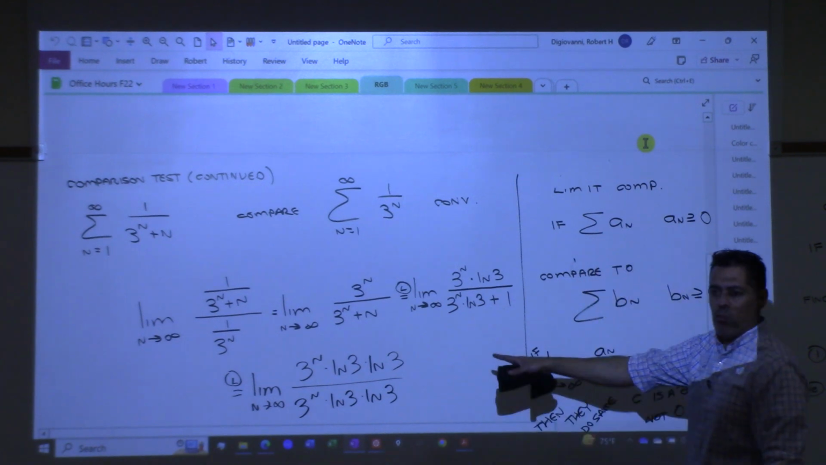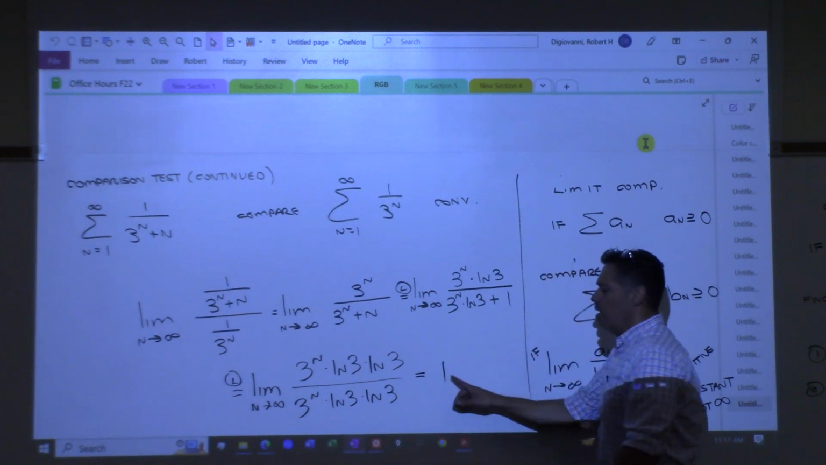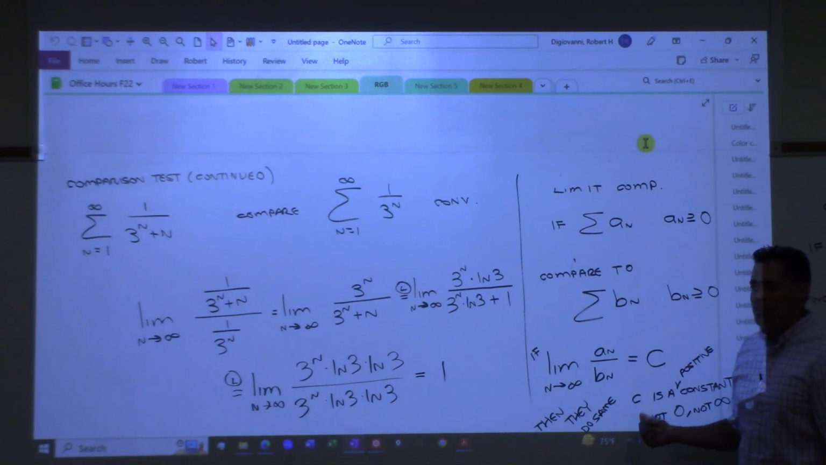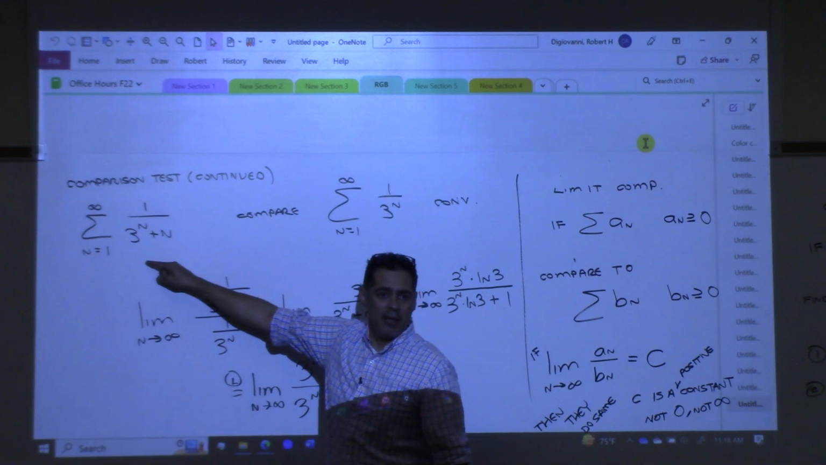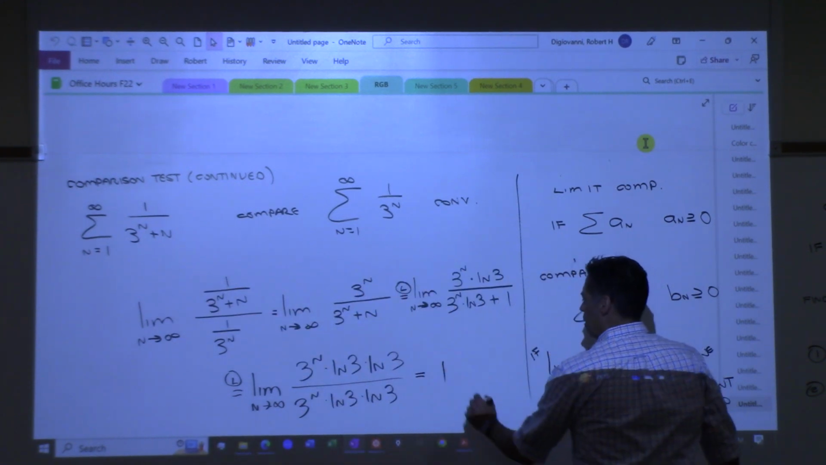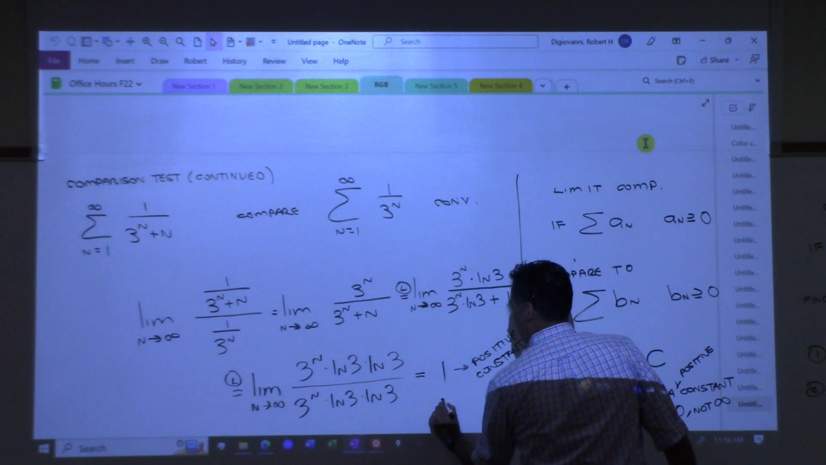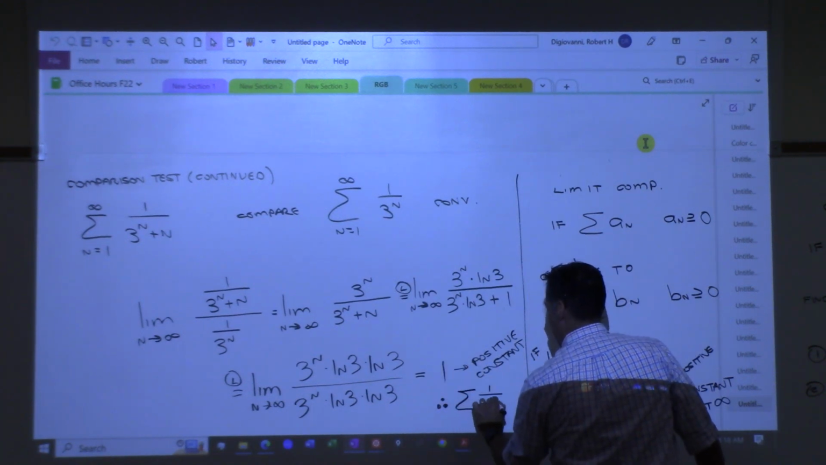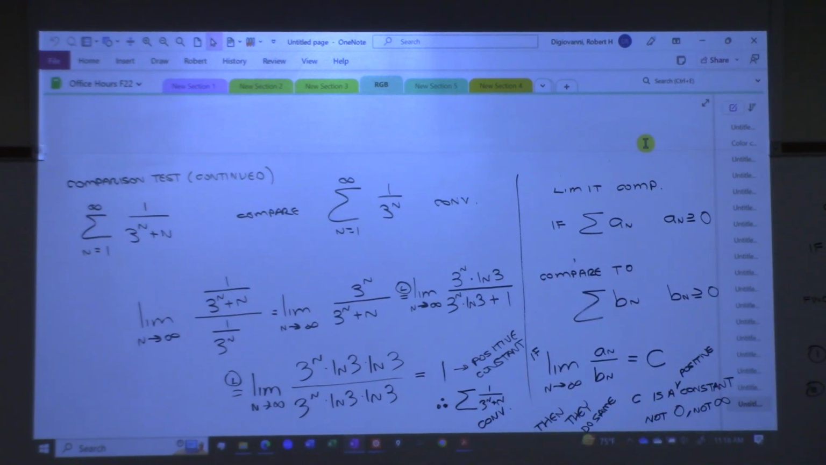Right? And that's just 1, right? Because they just reduce out, and you just get 1. And 1 is a positive constant, isn't it? 1 is a positive constant. So that tells me that whatever the one I compared it to did, that one must do the same thing. So I'm done. So this is a positive constant. Therefore, the original series converges. That's it.